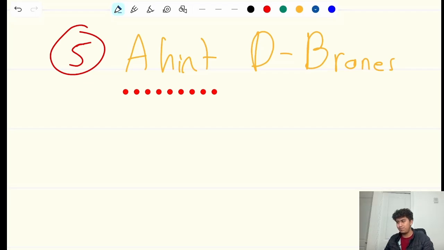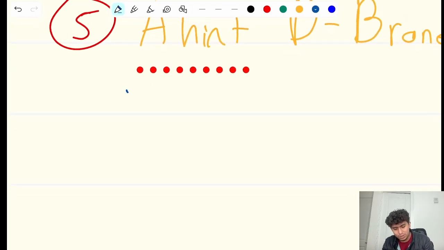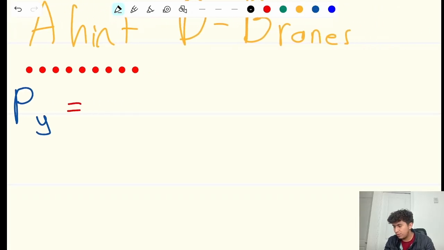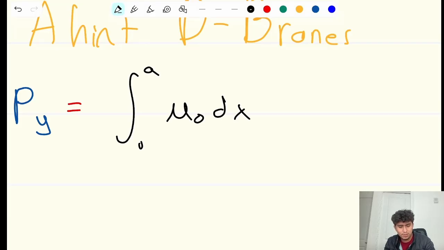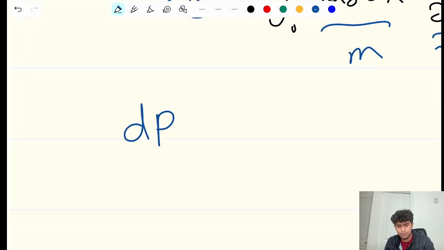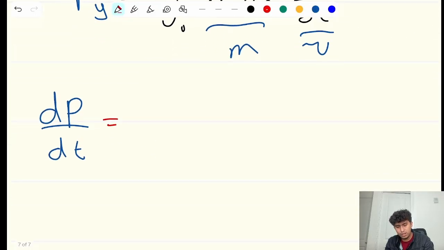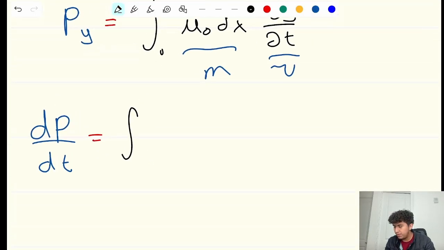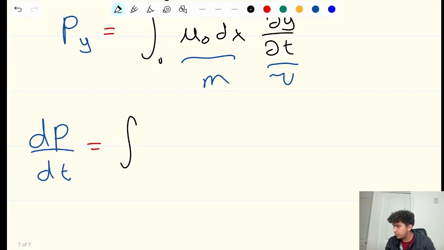Okay. Let me first calculate the string momentum. I'll do it very quick. So you can trust me. This is the mass part, and this is the B part. And now we want to see if this quantity is conserved. So let's take a time derivative. You can take the time derivative inside the integral. So you have the integral from 0 to a of dx.